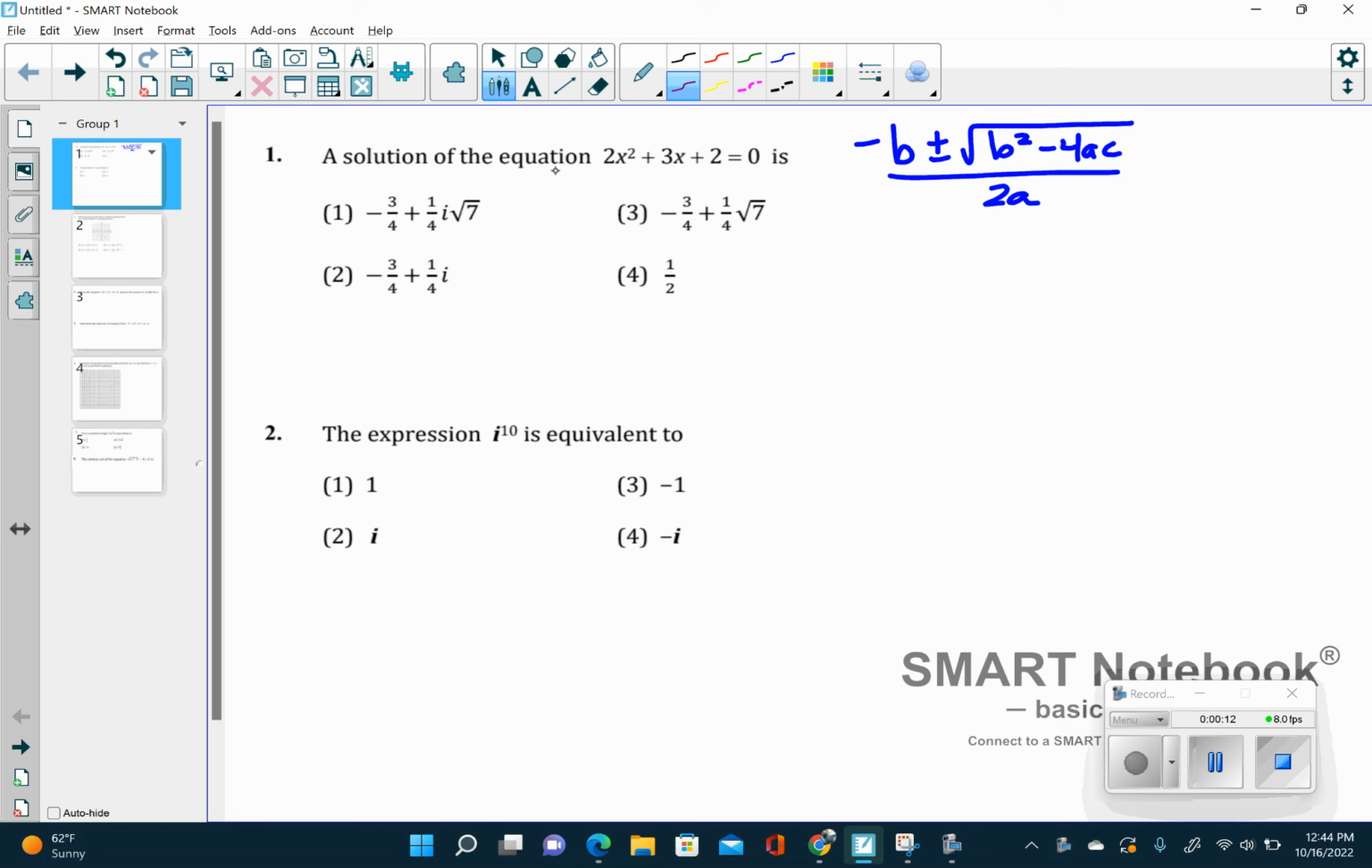First thing we want to do is say what is A, B, and C. A is the number in front of the x squared, which is 2. B is the number in front of the x, which is 3. And C is the number that's by itself, which is 2. And now all you have to do is plug it in.